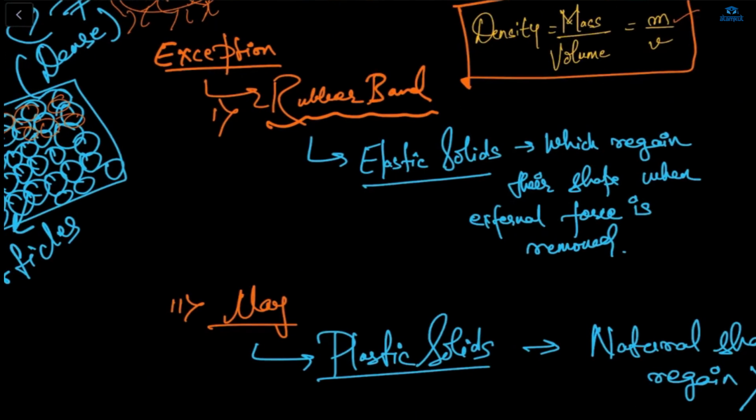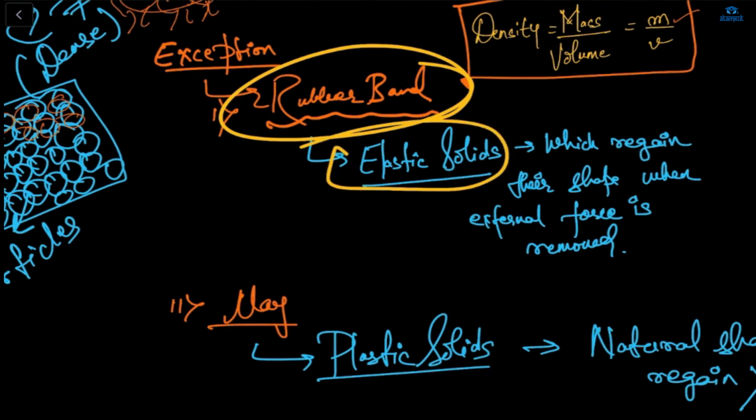So if we say rubber is a solid or something else, but rubber is a type of elastic solid. Why? Because if we stretch a rubber, then the rubber will change its shape. But when we do not stretch it, it will regain its shape when the external force is removed. What will happen when we stretch it? It will change shape, and the rubber regains its shape when the external force is removed. So when I am not stretching, it regains its shape.